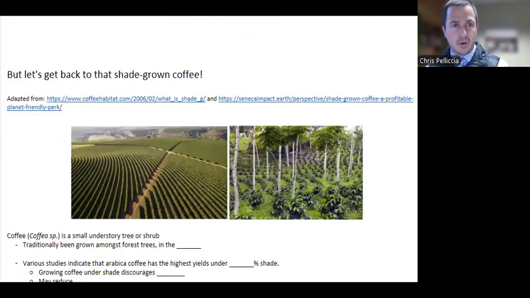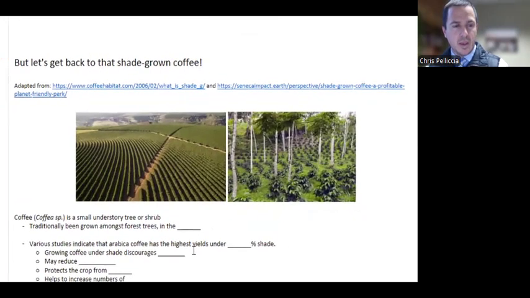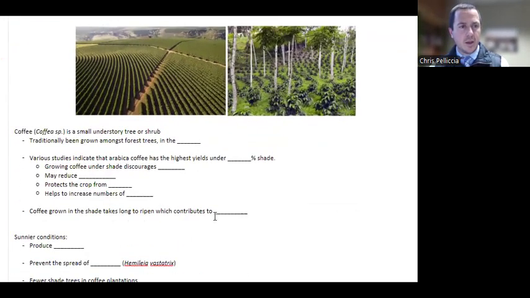Here's some pictures of shade-grown coffee. And to talk a little bit about it, coffee is a small understory tree or shrub. Traditionally, it's been grown amongst forests in the shade. Various studies indicate that Arabica coffee has highest yields in somewhere between 35 and 65% shade. So growing coffee under shade discourages weed growth. Weeds require a lot of light, and if you grow in the shade, you don't get a whole lot of that light.